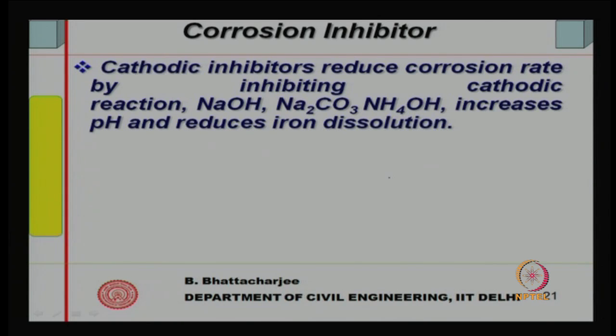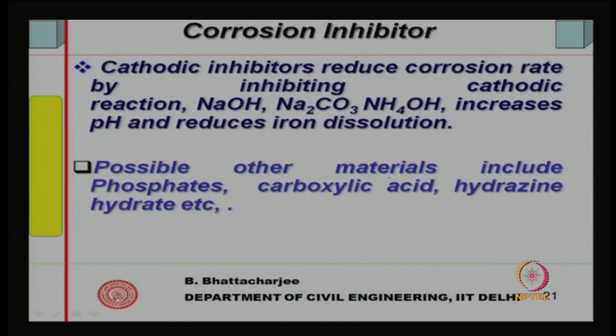So, cathodic inhibitors reduce corrosion rate by inhibiting the cathodic reaction of oxygen and water, which takes electrons to form hydroxyl ion. So, sodium hydroxide, sodium carbonate, ammonium hydroxide increase pH and reduce iron dissolution. They increase the pH because already there is a certain amount of hydroxyl ion in the system, so no further hydroxyl ion can form. It reduces the formation of more hydroxyl ion, and that is how they protect it cathodically.